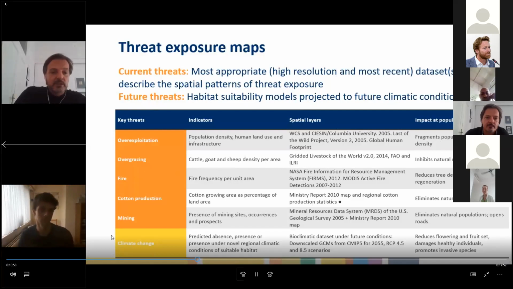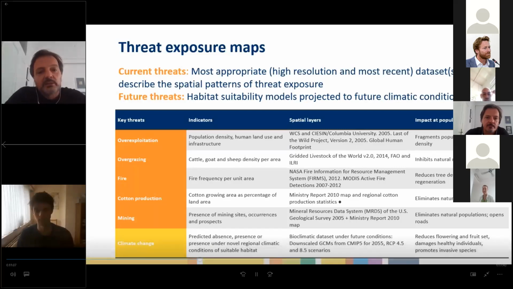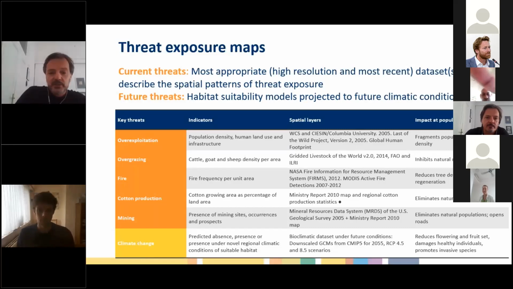Important here to mention that the climate change as future threat is basically, as you have heard now in the previous slides, that we are modeling the current habitat suitability of the species under current climatic conditions. We remember precipitation, rainfall. And we are also able to project this suitable habitat into future climatic conditions. And I'm going to show it to you now in the next slides, how this actually looks like.